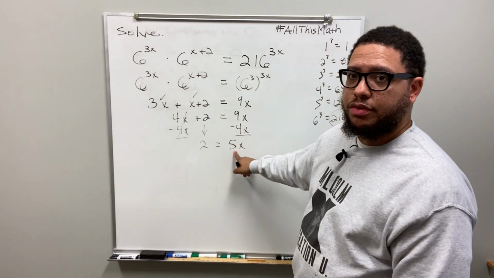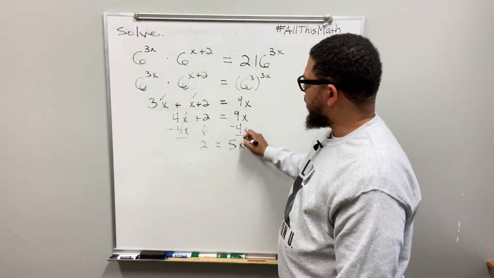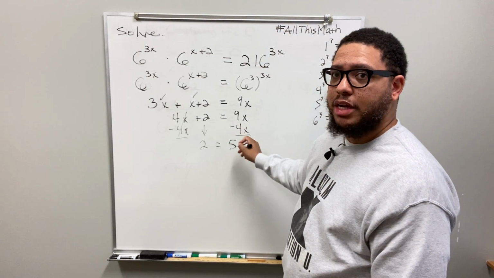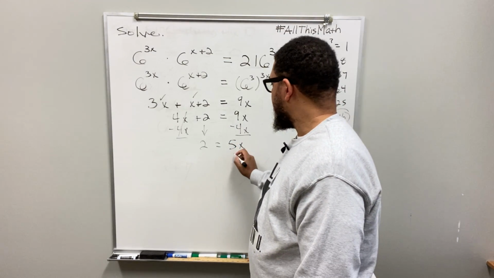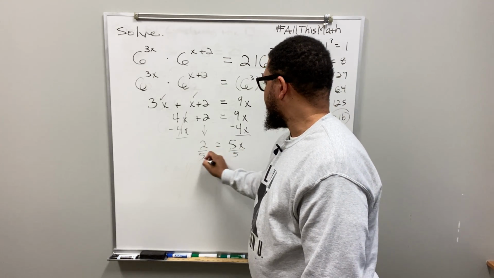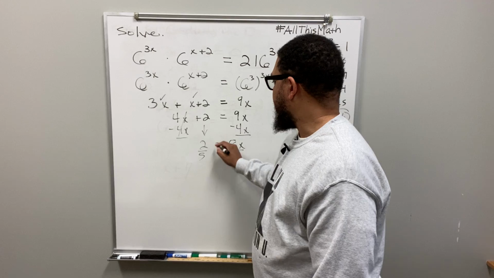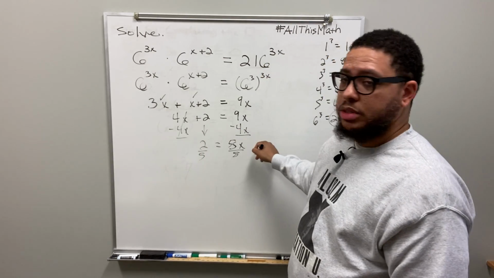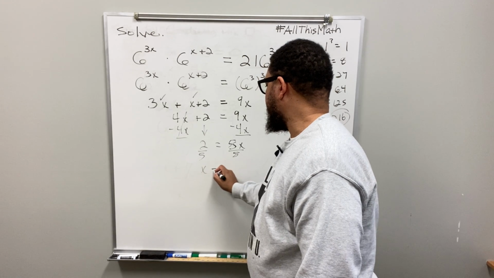Now I got one more step. Get rid of this 5. I do the opposite operation of multiplication because 5x means 5 times x. So I do the opposite operation of multiplication to get rid of the 5. Divide by 5. And I got 2/5. And I'm going to write it the other way around. Instead of writing 2/5 equals x, I'm going to write x equals 2/5.